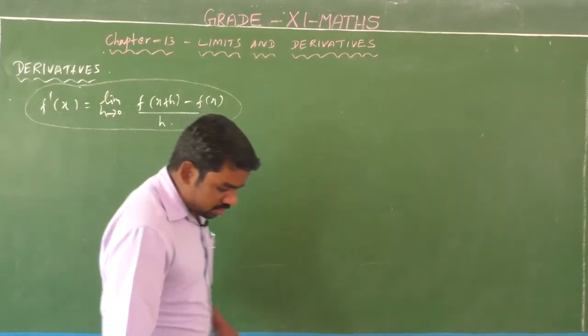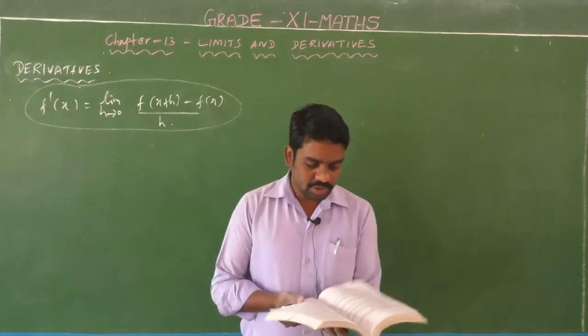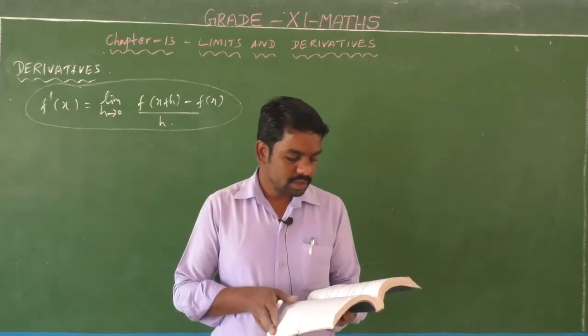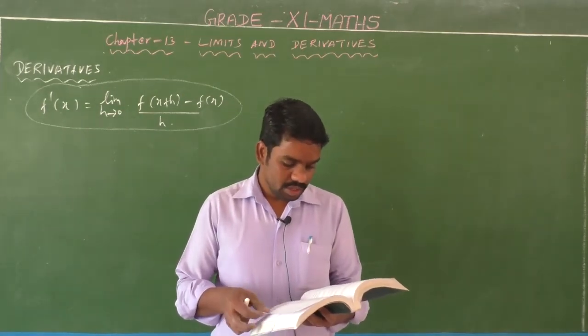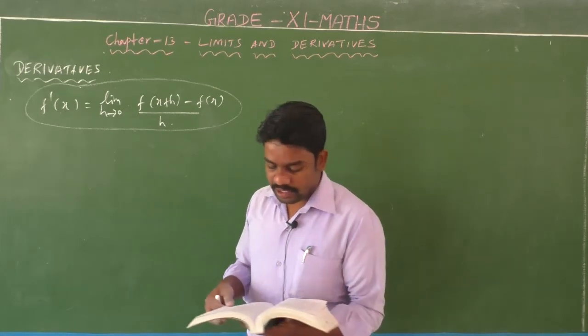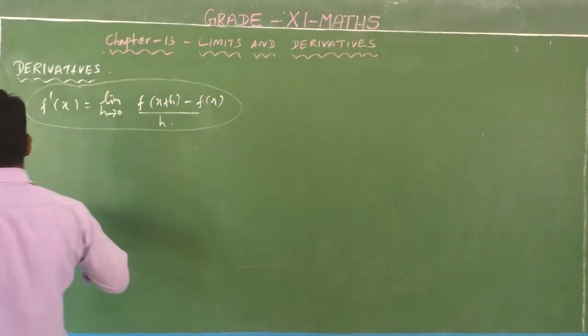Listen students, next question number 10. Question number 10 is a very simple question, f of x equal to x squared. So solve this question. Example number 10 is homework.